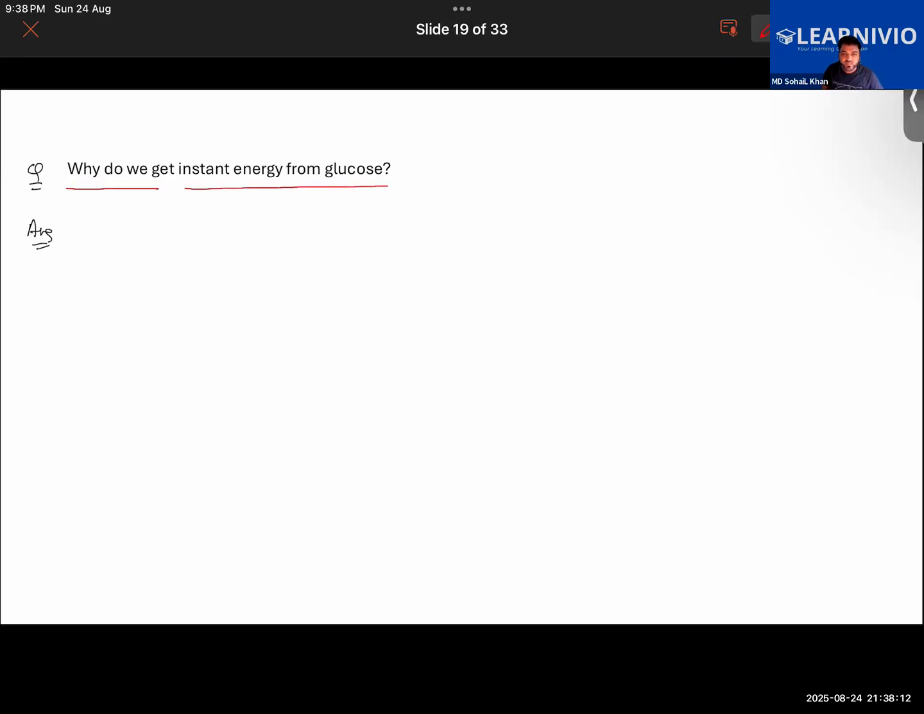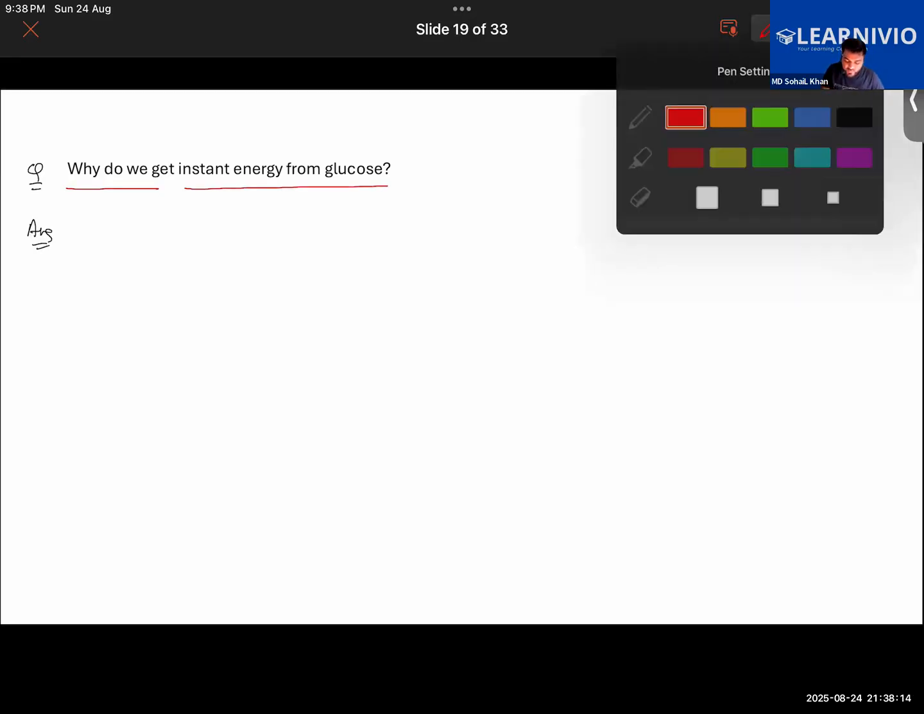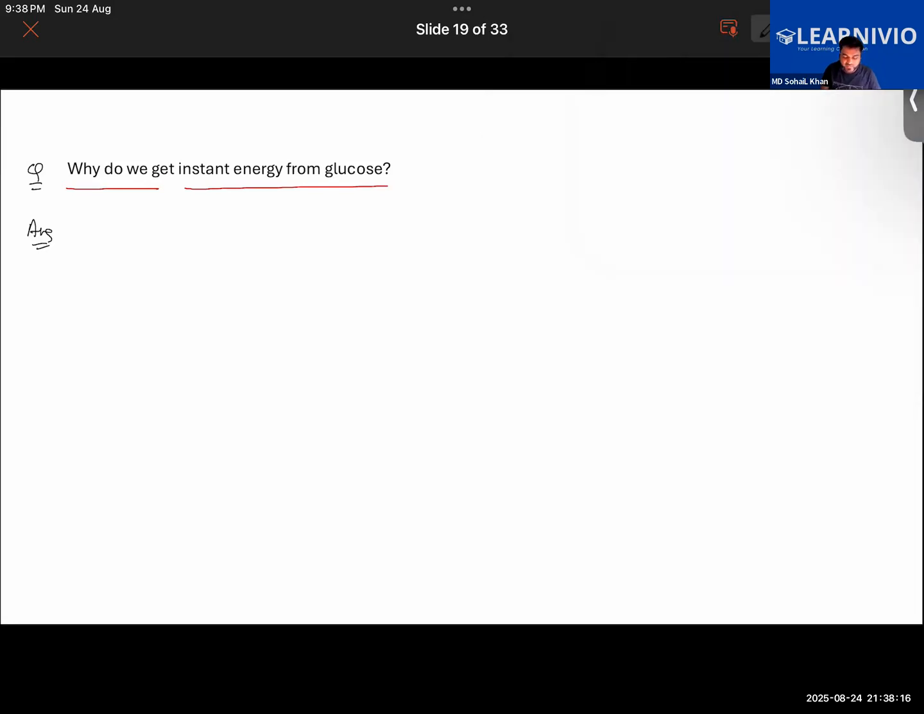First, write down the question. Let me give you the explanation in some bullet points. Let me explain it first. Again, I'm explaining it since Ibrahim was absent. Glucose is already the simplest form of carbohydrate. It is already the simplest form of carbohydrate, so it does not need any further breakdown.